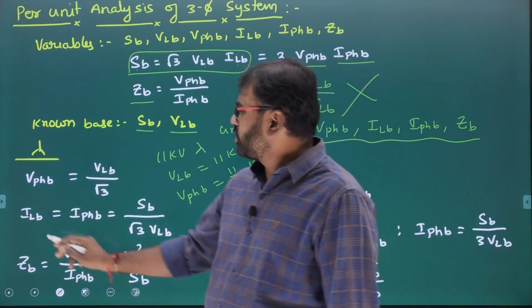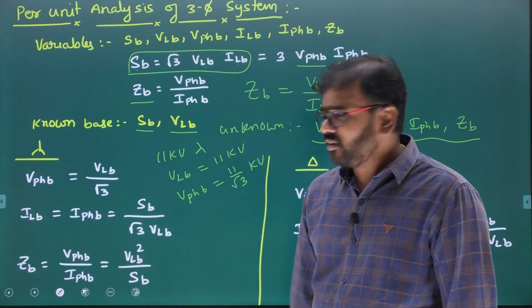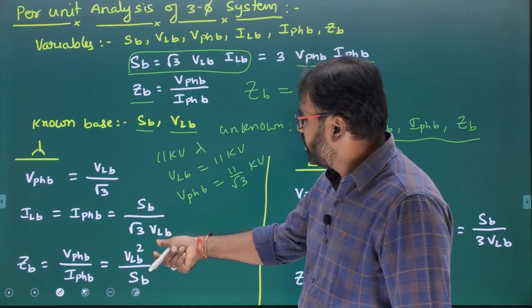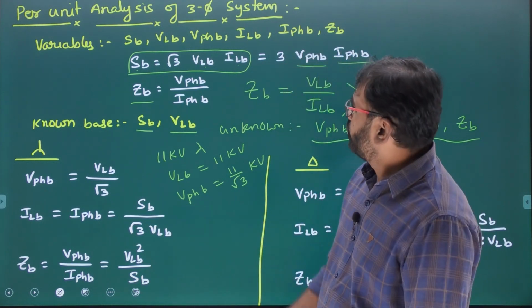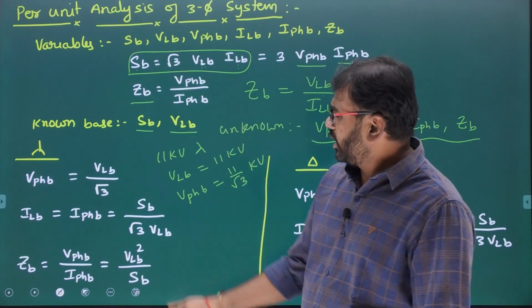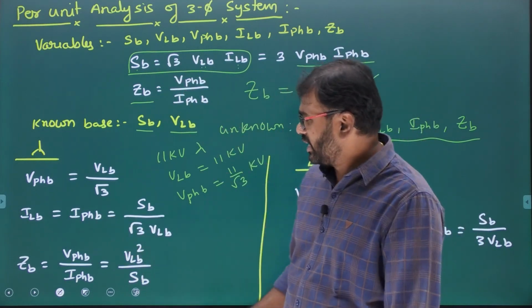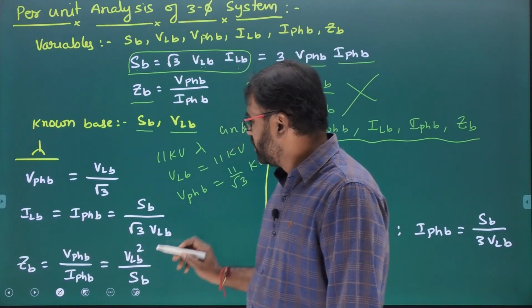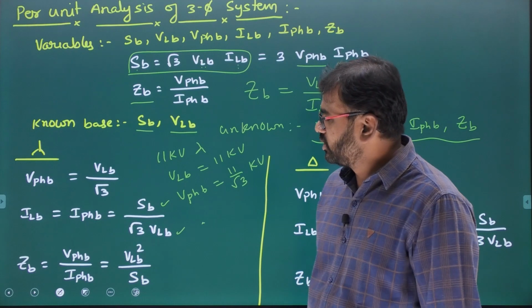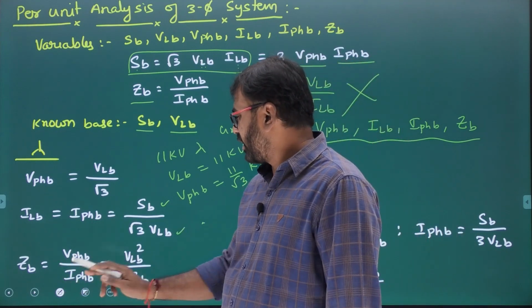Anyway, fine. What about the line current and phase current? They are equal. So that is equal to S base by root 3 times V line base. From this, I line base equals S base by root 3 times V line base. I phase base is also the same. So we have calculated I line base and I phase base in terms of the known things, S base and V line base. Similarly, Z base equals V phase base by I phase base.